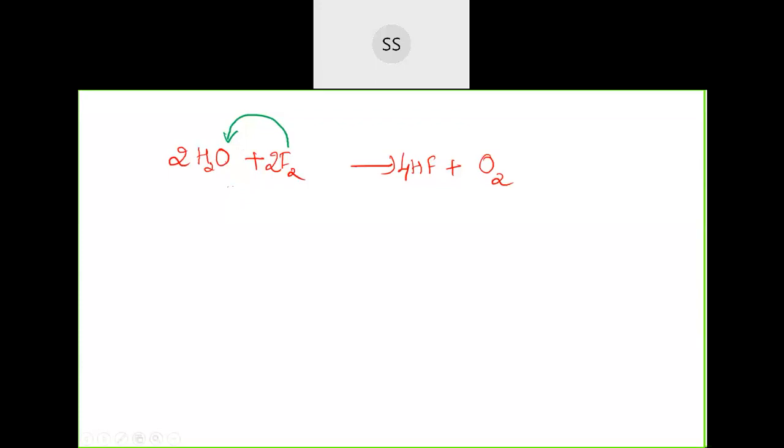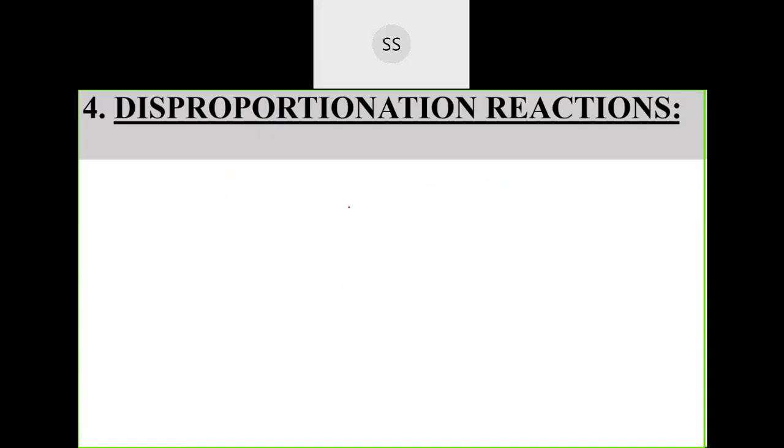Okay, now one last reaction which is remaining. See this reaction, very important also, because it's a little different compared to all these reactions. That reaction is called a disproportionation reaction. Okay, this is the disproportionation reaction, a unique kind of reaction.